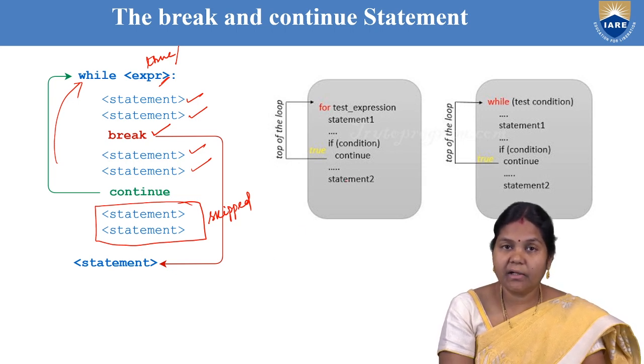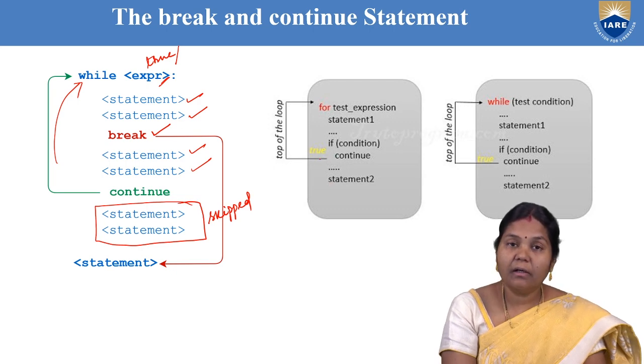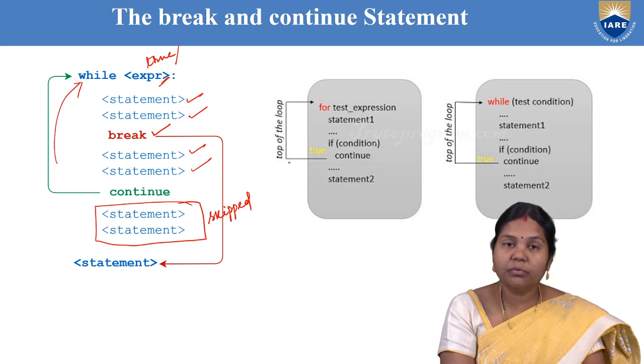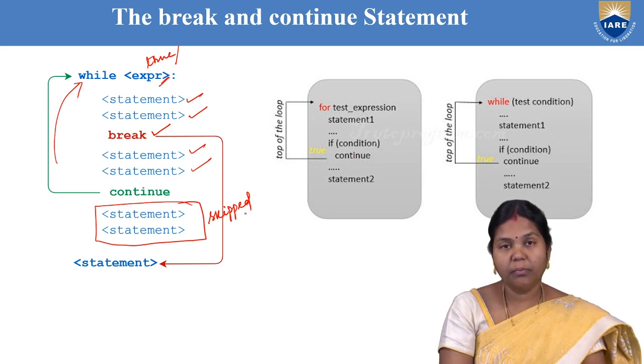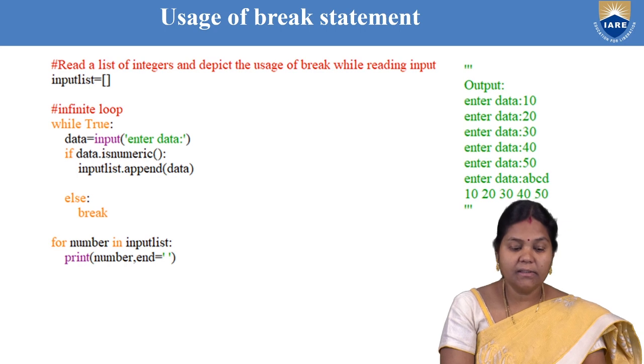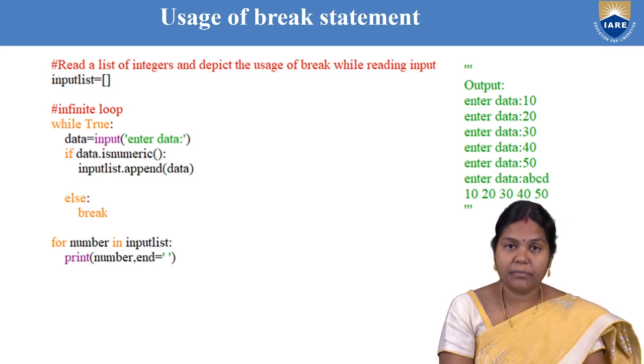Now, similarly, the same thing I have shown in this diagram also, that you can use a continue statement inside a for or inside a while loop. Whenever the continue statement is encountered, it goes to the top of the loop and the loop continues. Now let us see the examples of the break statement first.